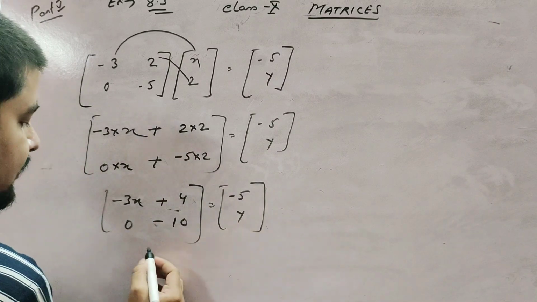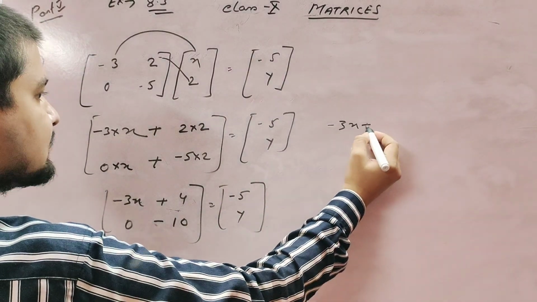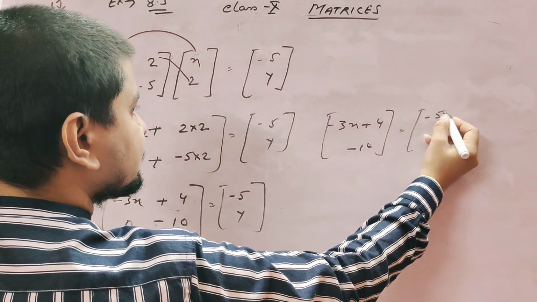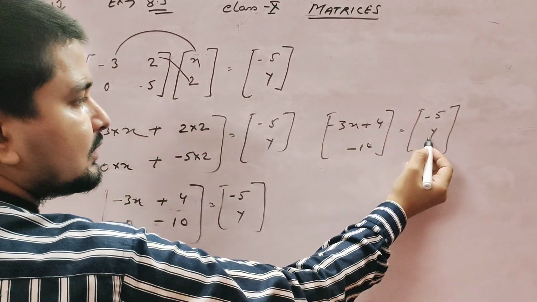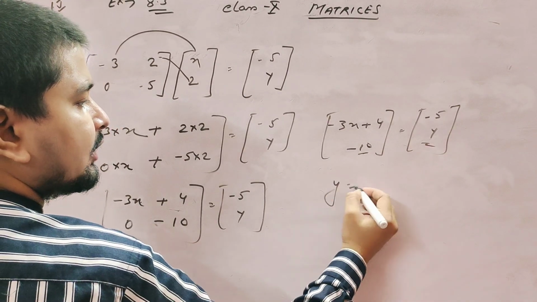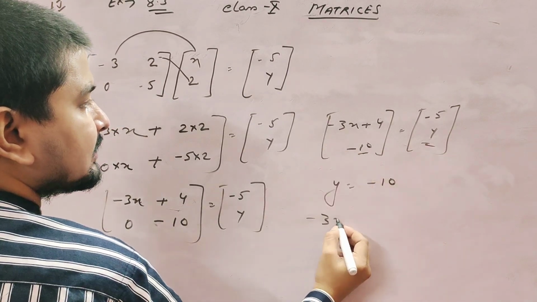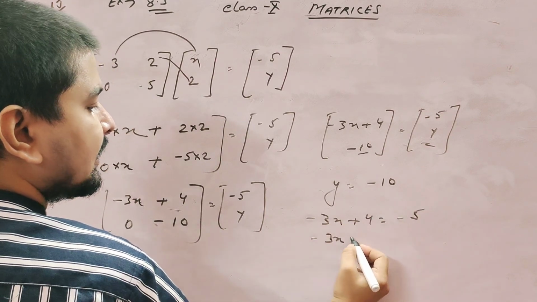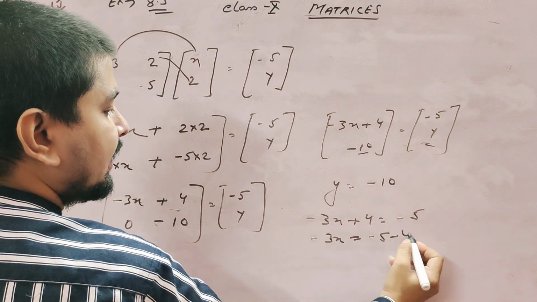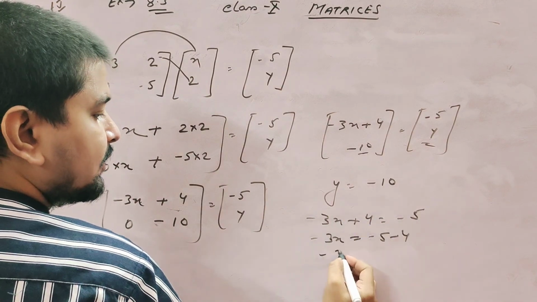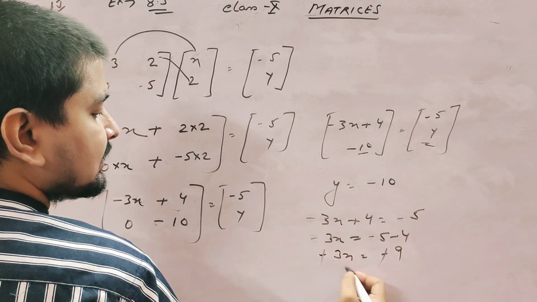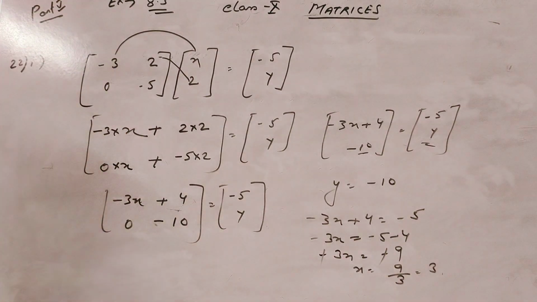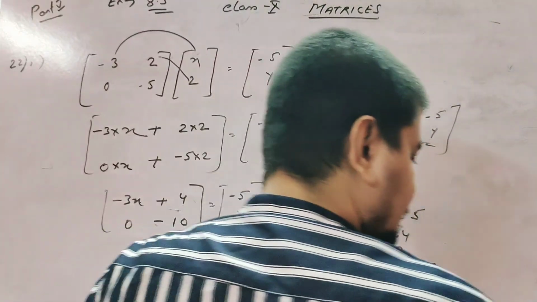So what is going on there? That is -3x plus 4 and -10 equals -5 and y. So that means this equals this one, that is y equals -10, and -3x plus 4 equals -5, that is -3x equals -5 minus 4, with plus 4 going to this side, this is -4. So -3x is -9, the minus cancels, x equals 9 upon 3, that is 3. So the value of x is 3 and y is -10. Okay, note.